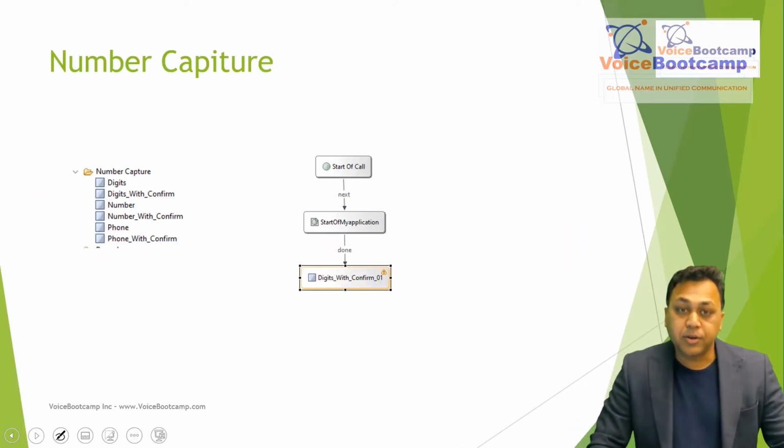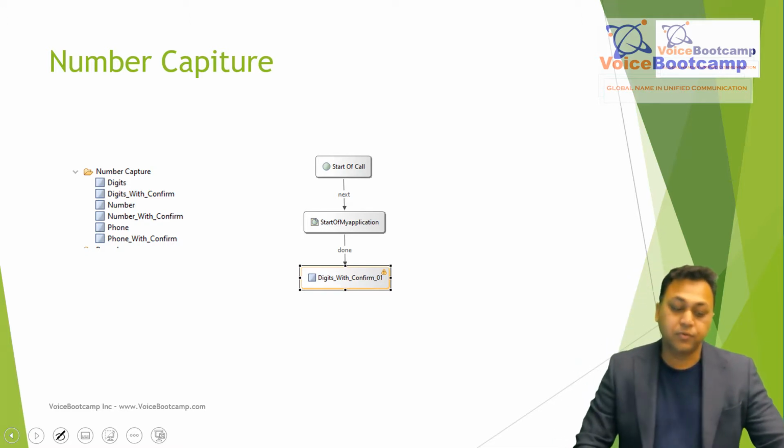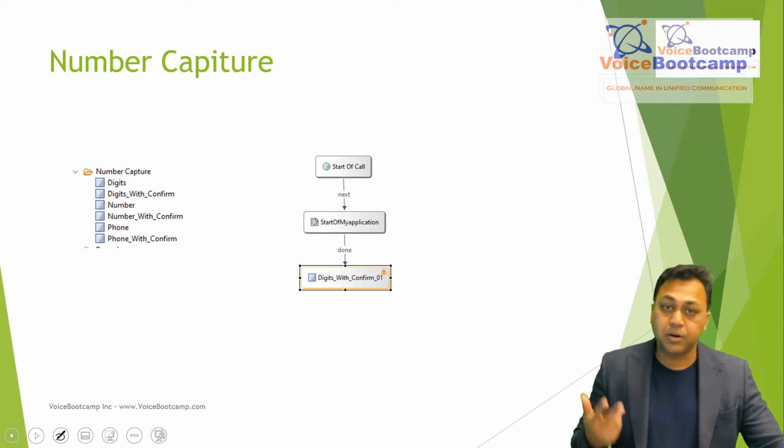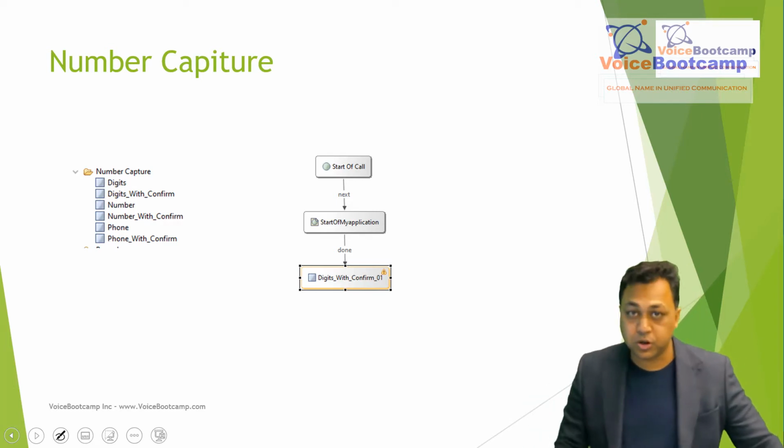Now, under number capture, there are about 6 different voice elements you have. You got the digit with confirm, number with confirm, phone, and phone with confirm.